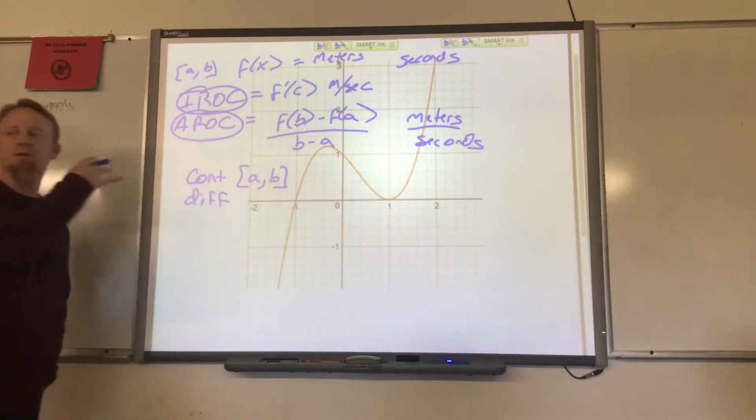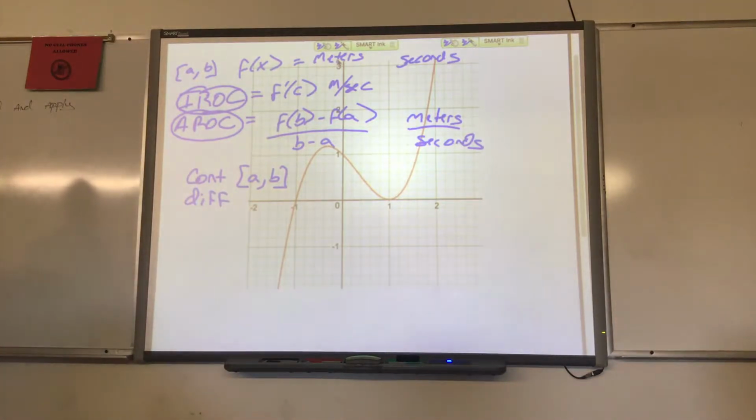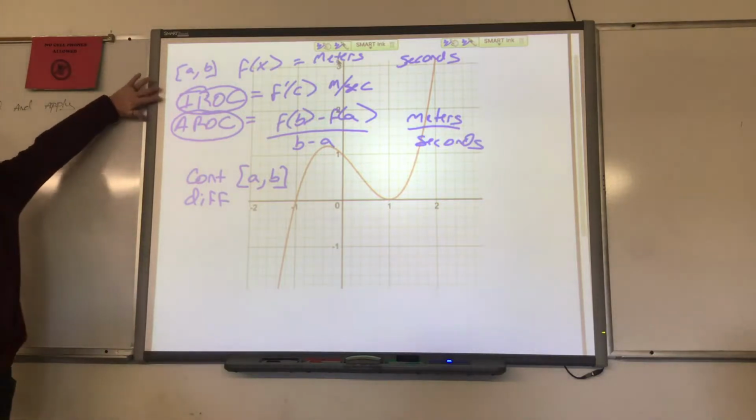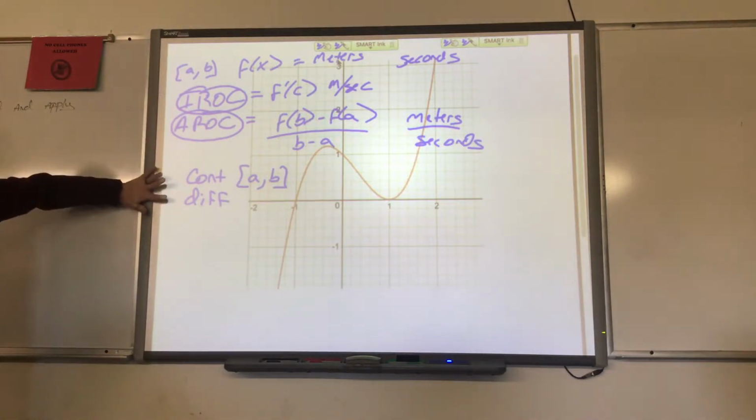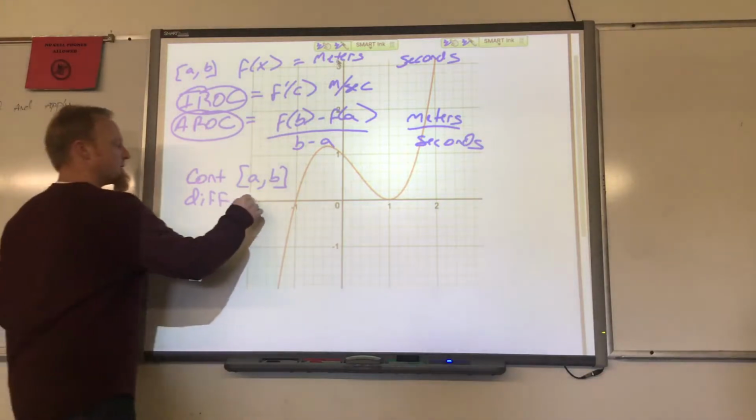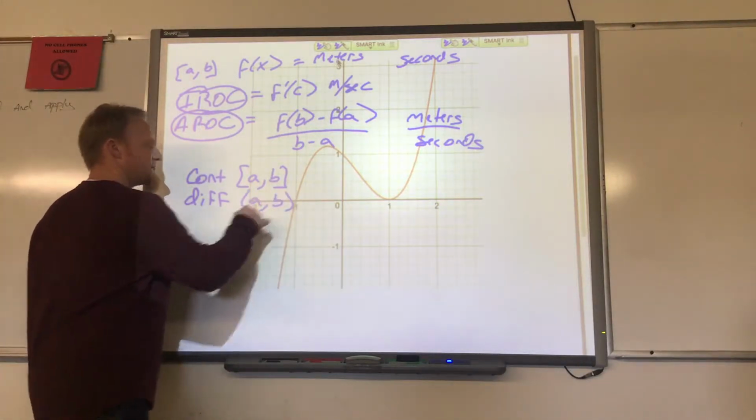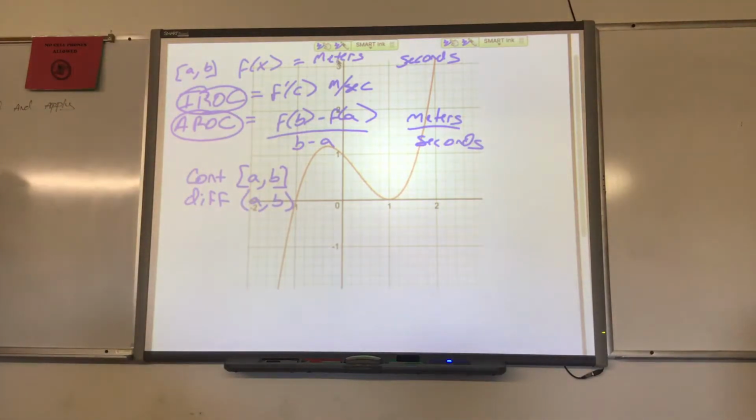Okay, what brings differentiable into play here? What did we do that brings differentiability into play? We took the derivative. Okay, so we did the derivative with IROC. So that's where differentiability comes into play. On differentiability, we want the open interval. So we need to be continuous on the closed and differentiable on the open. If I have those two things, then I'm guaranteed that the MVT has to work. Okay?